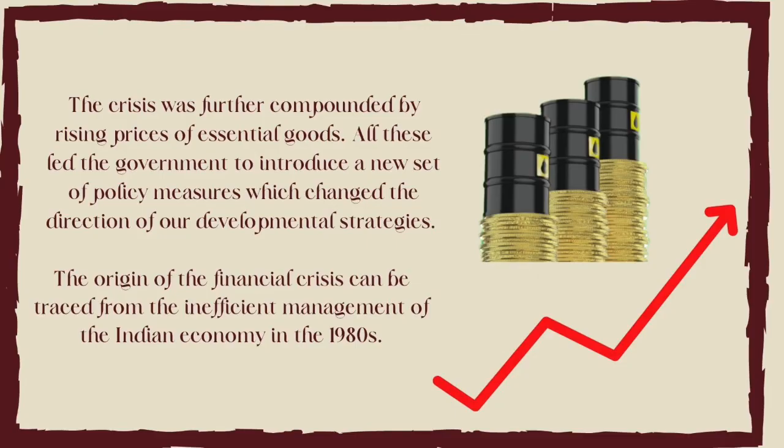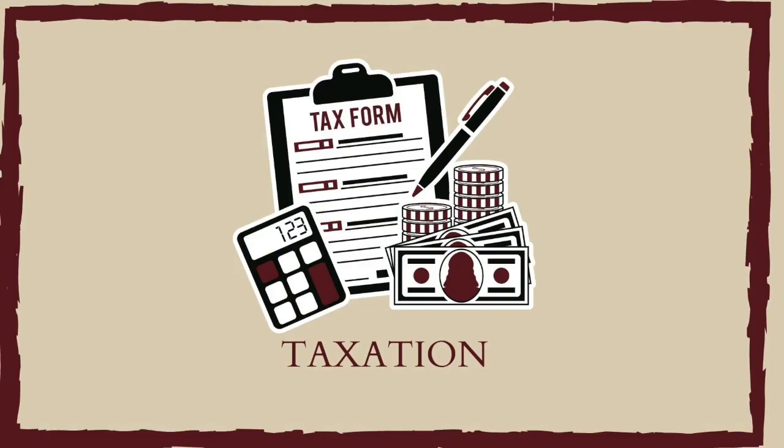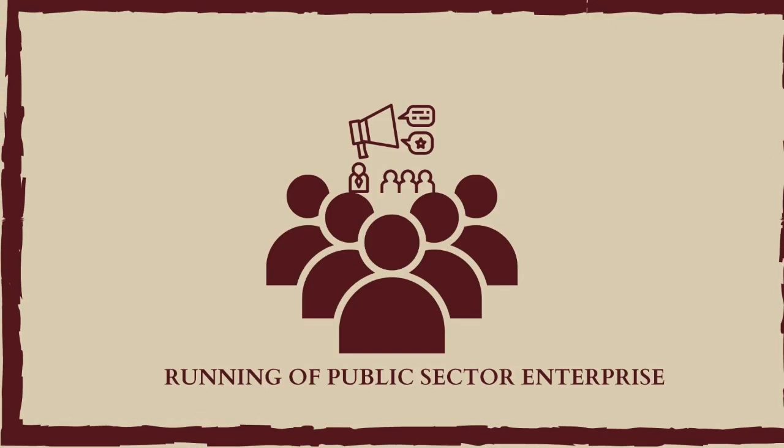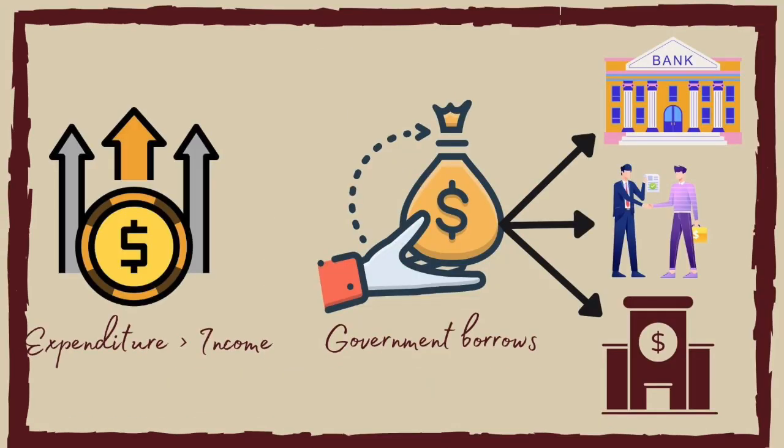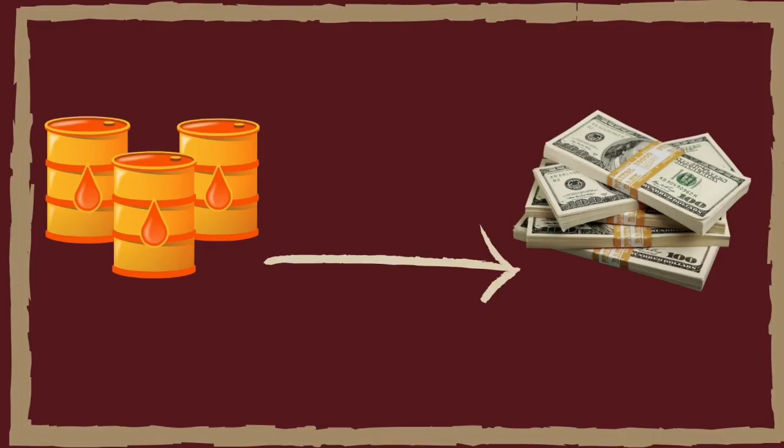The origin of the financial crisis can be traced from the inefficient management of the Indian economy in the 1980s. We know that for implementing various policies and its general administration, the government generates funds from various sources such as taxation, running of public sector enterprises, etc. When expenditure is more than income, the government borrows to finance the deficit from banks and also from people within the country and from international financial institutions. When we import goods like petroleum, we pay in dollars, which we earn from our exports.